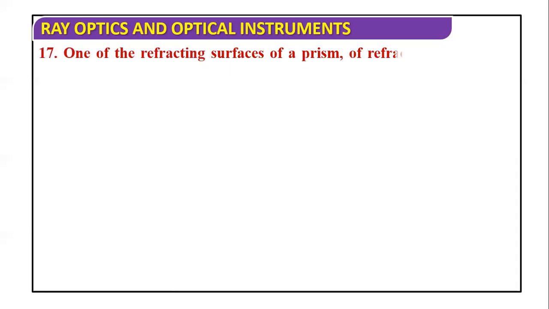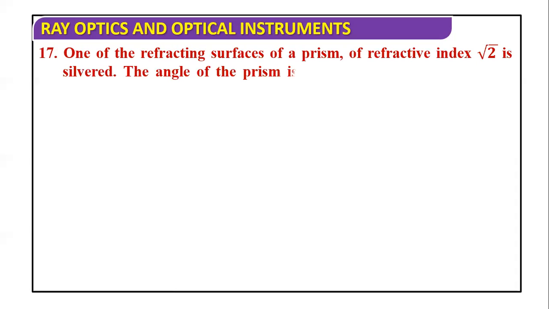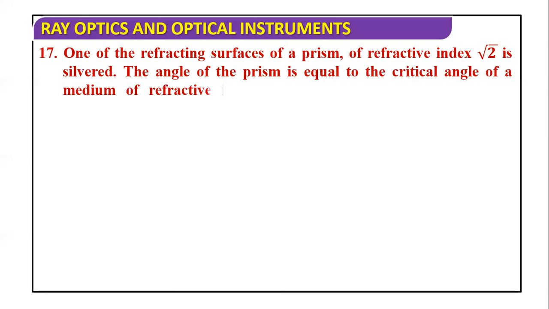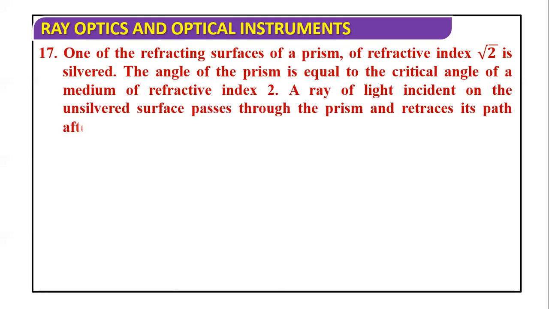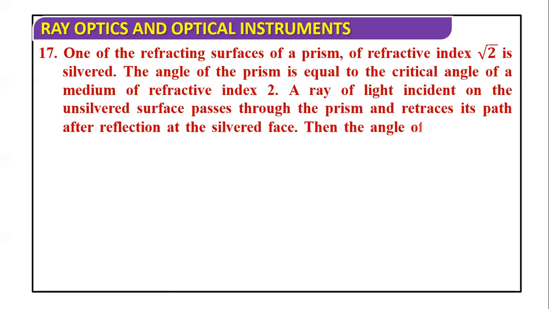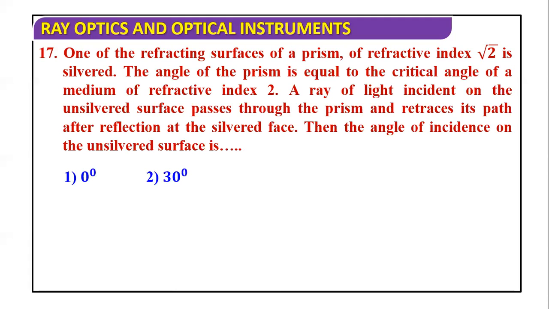Next question. One of the refracting surface of prism of refractive index root 2 is silvered. The angle of prism is equal to the critical angle of a medium of refractive index 2. A ray of light incident on unsilvered surface passes through the prism and retraces its path after reflection at silvered face. Then the angle of incident on unsilvered surface is.